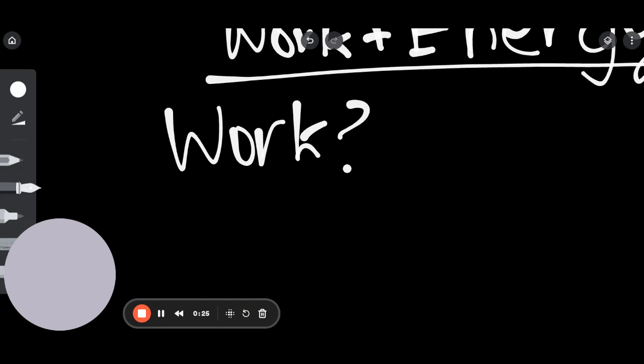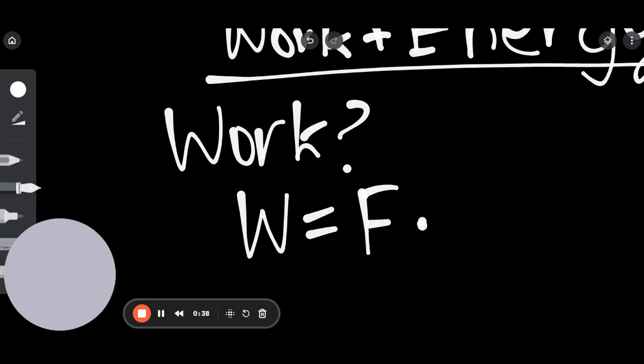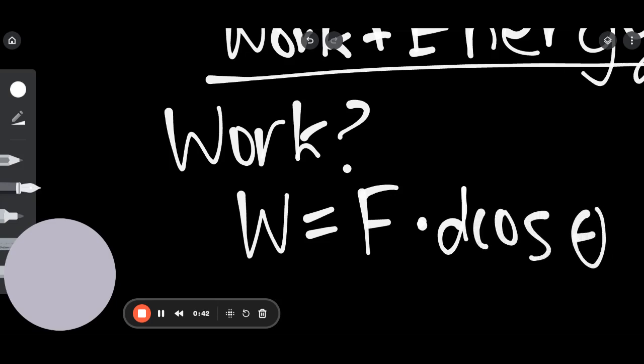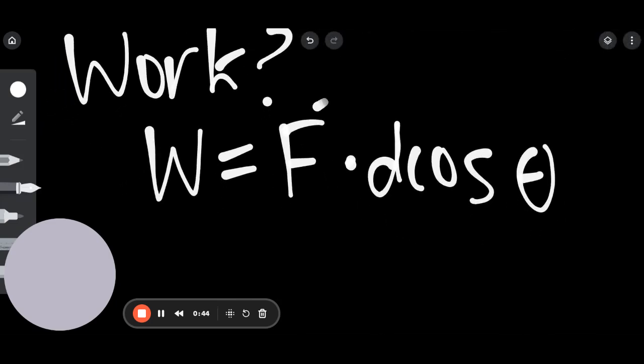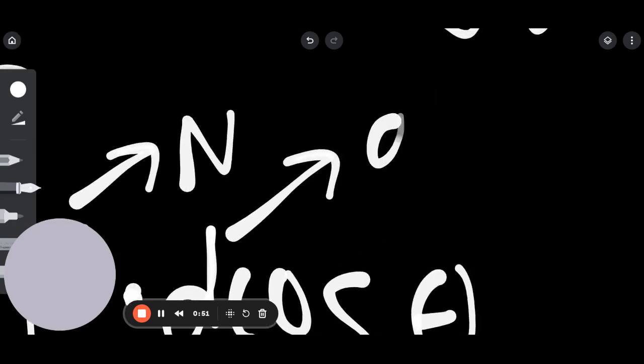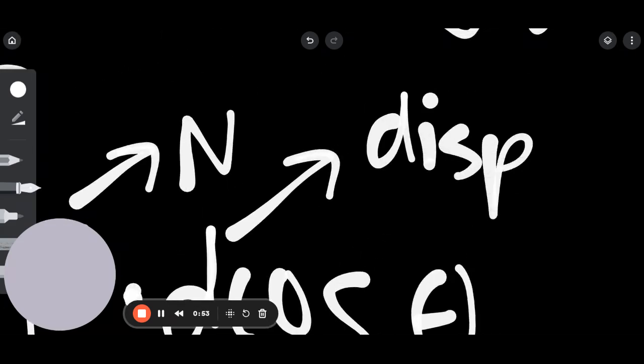Work is done when a force is applied to an object, and that force causes the object to move. So if there's no motion, there's no work. The formula for work is work equals F times d times cosine theta. Now, F represents the force, which is in newtons. D is referring to the displacement.